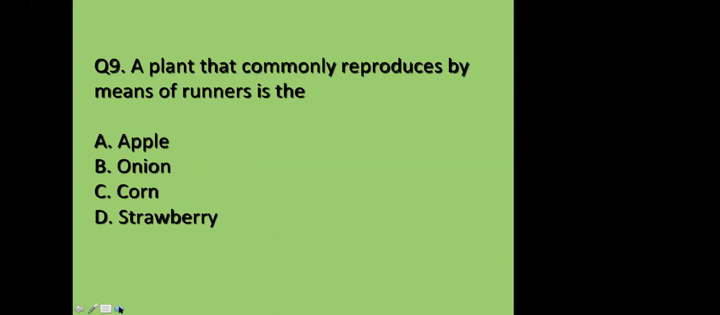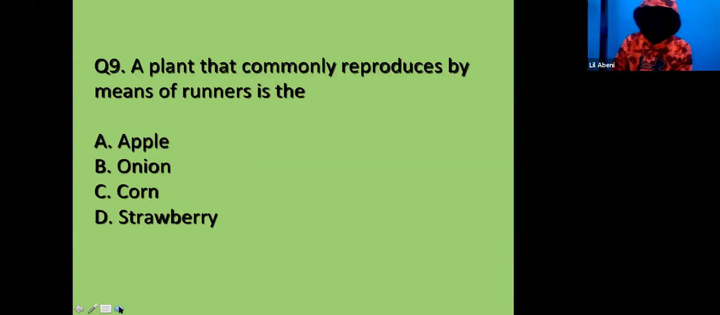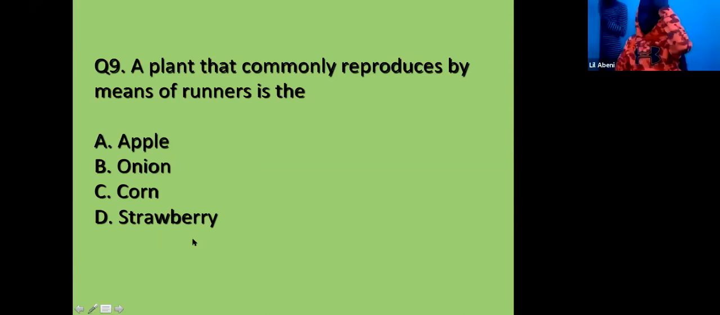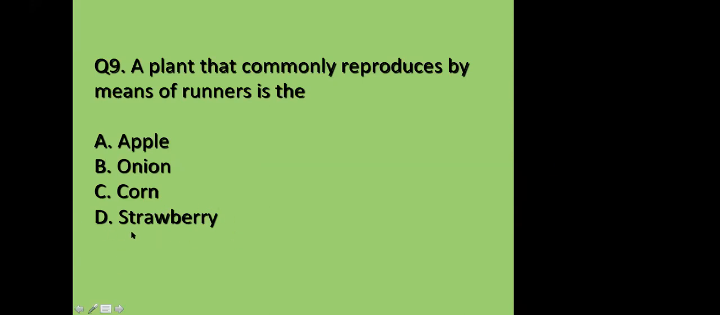Yes, ma'am. Okay. So the right answer for this question is option D, strawberry. Strawberry reproduces by means of runners. I will be telling you what runners are. There is a slide for that, so we'll discuss the runners in that slide. Just let me see.